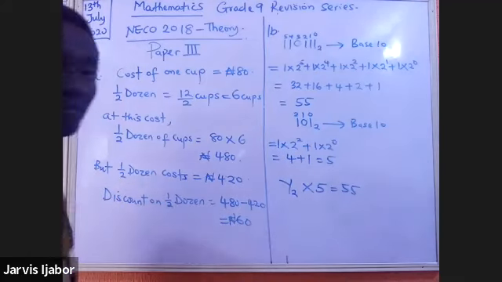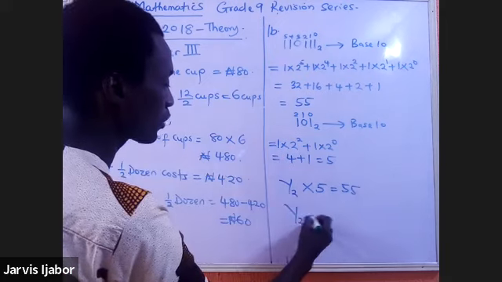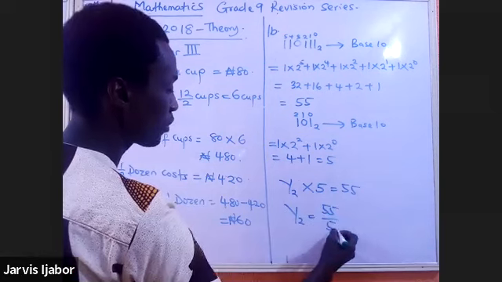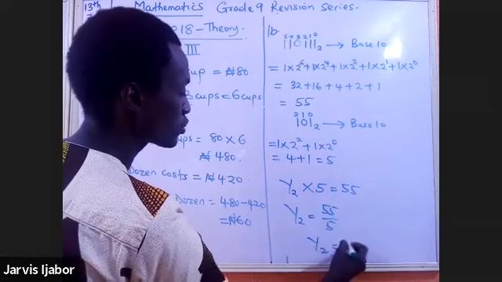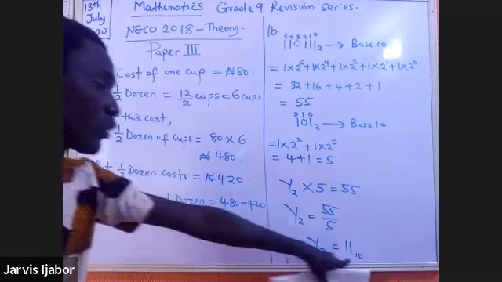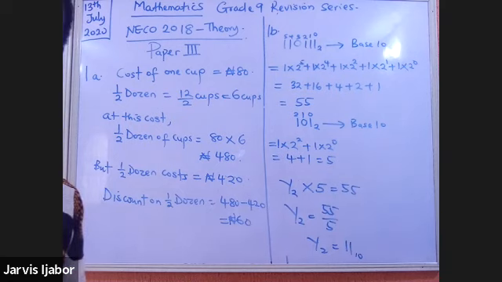Do you understand? So which means y in base 2 will be equal to 55 over 5. That will give you 11. Y in base 2 will be equal to 11 in base 10. So what do you do at this point? You now need to convert that to an answer in base 2.